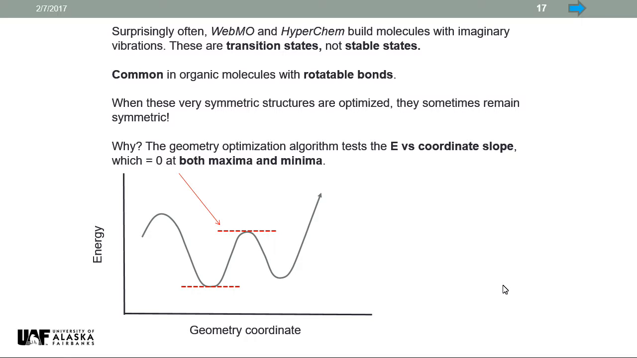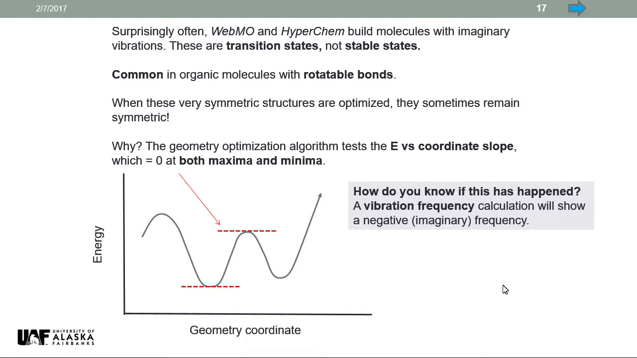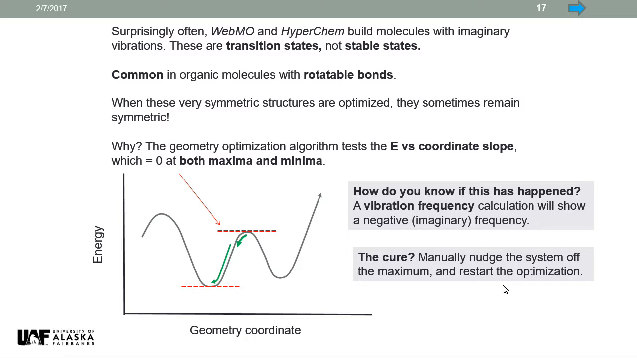Gaussian and Mopac geometry optimization algorithms attempt to find a zero-slope structure, but they cannot distinguish zero slope at a curve maximum from zero slope at a curve minimum. In this case, the molecule is stuck at the top of the curve, and the imaginary vibration describes the motion along the curve. It must be nudged off and re-optimized.